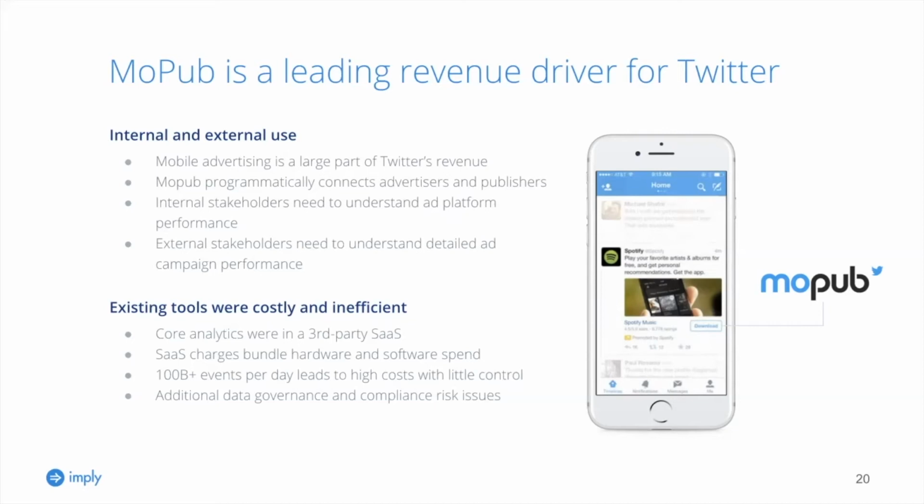They had existing tools which were costly and inefficient. So they had tried with every single cloud provider out there. They couldn't get what they were after. In the end, they came to Imply, and they wanted a system that could handle 100 billion events per day, which could run up high costs with other cloud providers. But they also had data governance and compliance risk issues like GDPR out of the European Union.